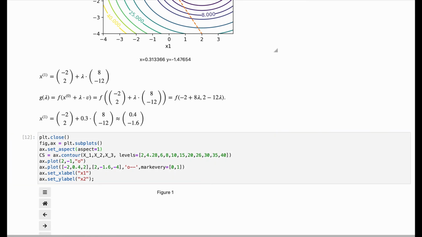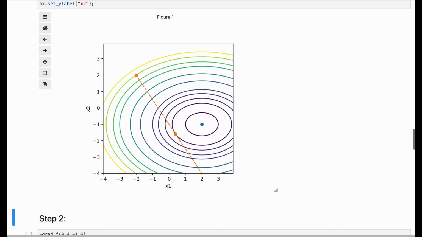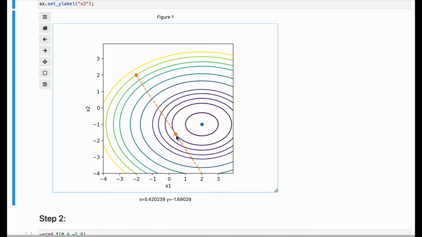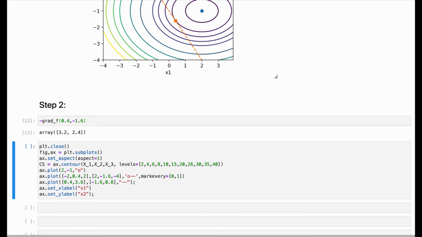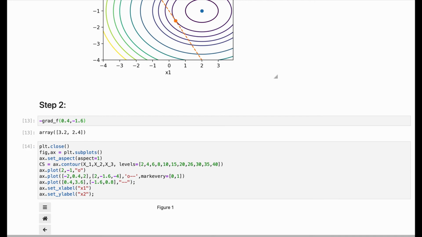So let's have a look at that in the plot again. So this here, this is precisely the new point that we want. And as I said, this is exactly where it touches the lowest possible level set. Okay, and from that point on, we're going to continue our line search. So the next step will again evaluate the gradient at that point. That's 3.2 and 2.4. Negative gradient is 3.2 and 2.4. And continue in that direction.